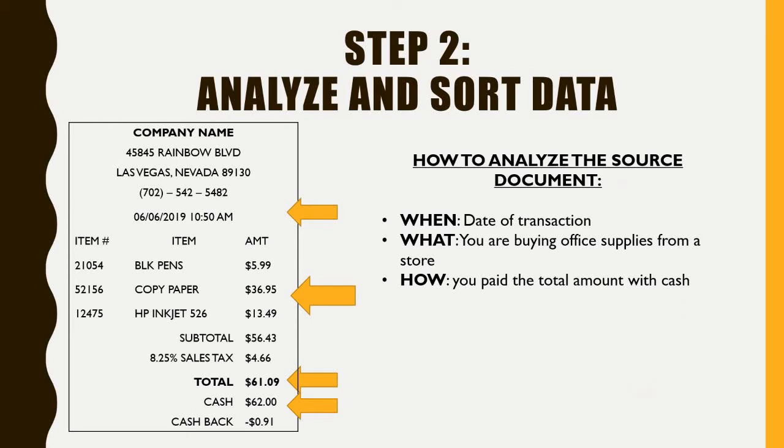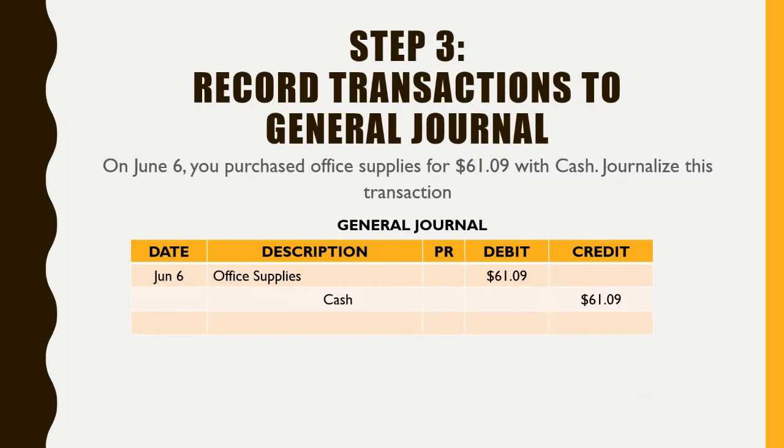First off, we need to determine how much. In this case, my total office supplies was $61.09. How did I pay for it? I paid for it with cash. All right. So with that piece of information, we're able to get away. Okay, I bought office supplies and I used cash to get it. So therefore, now we can use transaction analysis to journalize it. Okay, I bought office supplies for $61.09 and I'm going to journalize it exactly like this, okay?